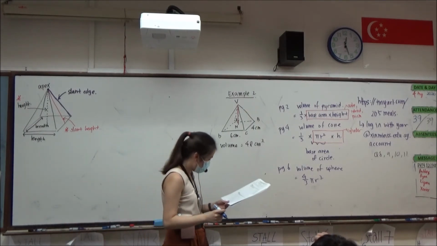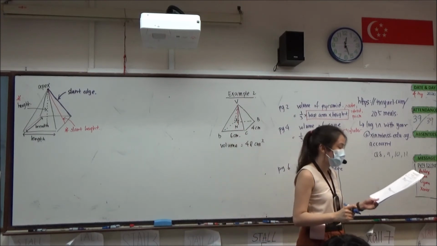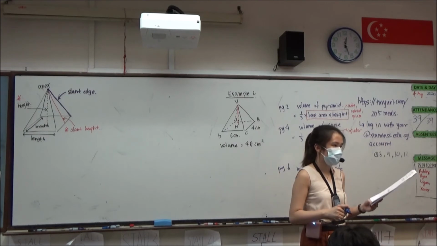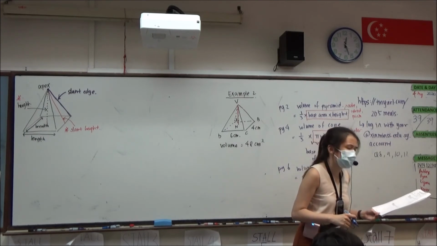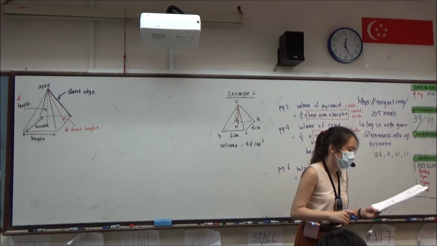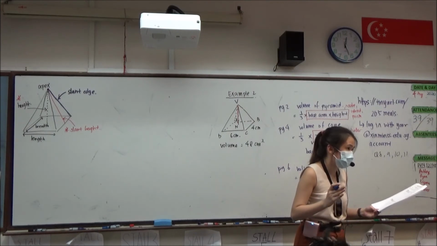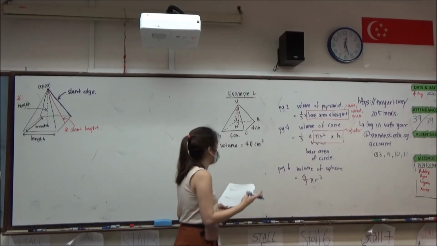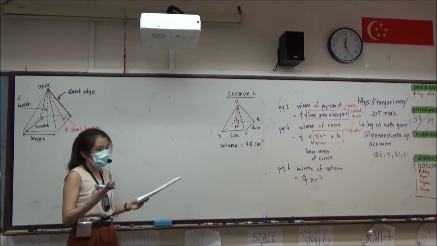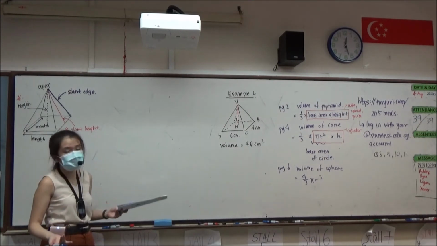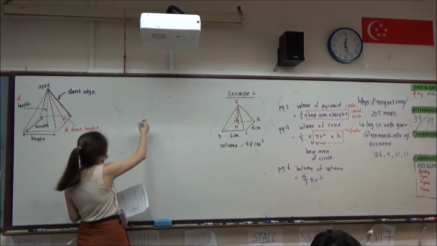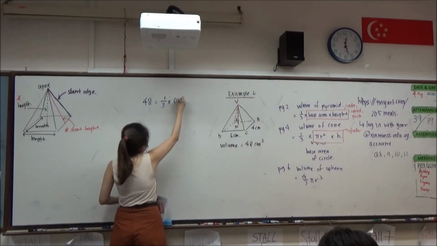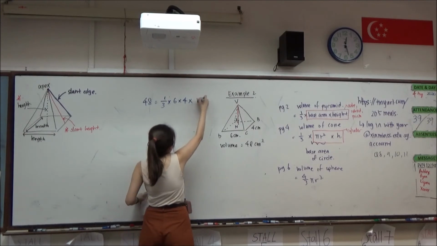48 divided by 1/3 and then divided by 24. Okay, how do you get 24? 6 times 4. So the reason is because our volume, we know that it is 48, and that is calculated by having 1/3 times 6 times 4 times the height VN.